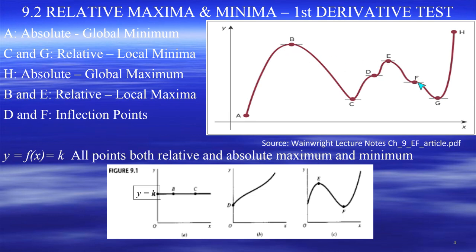And D and F, which are small balconies, neither tops nor bottoms, those are inflection points, and we will learn what they are and how to see them, how to analyze them.